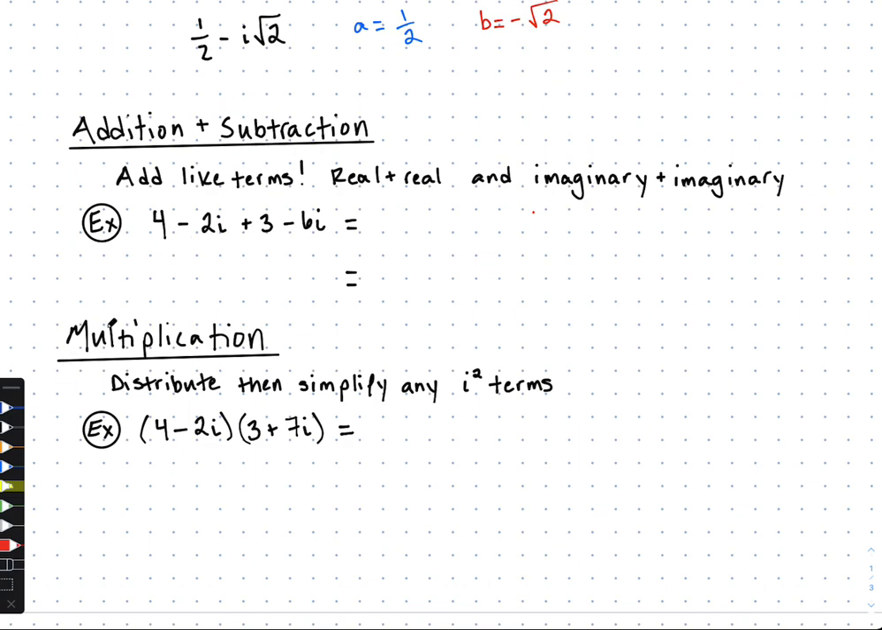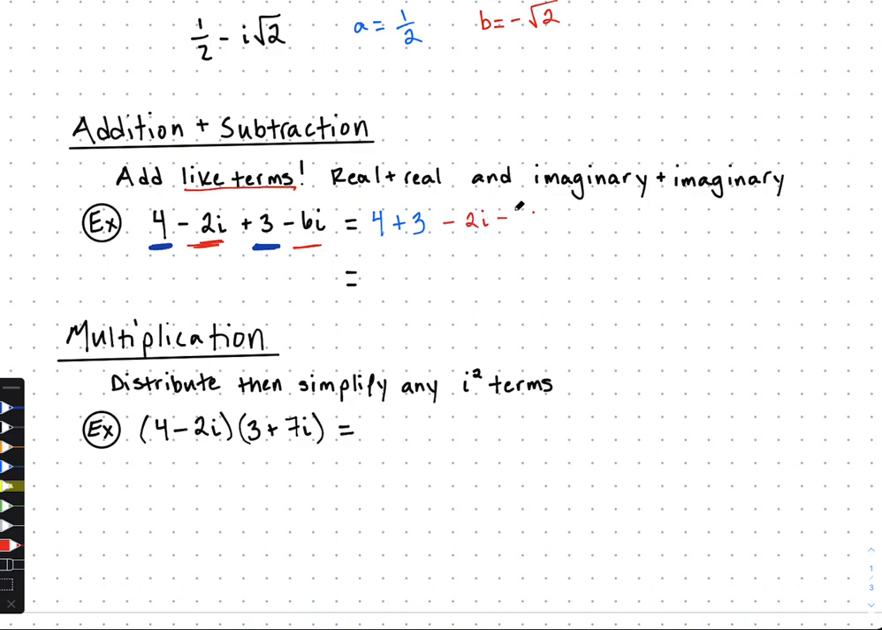Addition and subtraction work just like you expect them to. The main rule here is that we add like terms, which means real gets added to real and imaginary gets added to imaginary. So our example is 4 minus 2I plus 3 minus 6I. How we do this is we identify the real pieces of our question, 4 and 3, and I'll write those over here. We get 4 plus 3 as our real pieces. And then we identify our imaginary pieces, negative 2I and negative 6I.